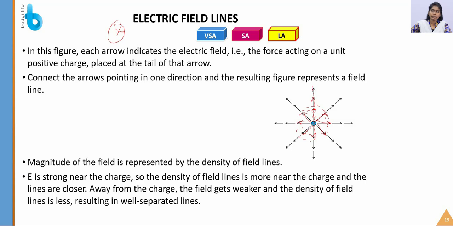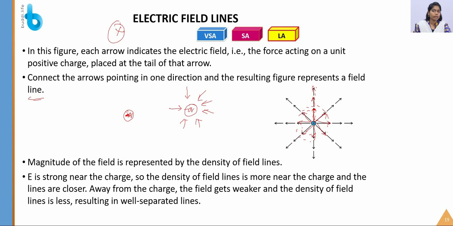If you are representing this arrow, I am drawing here the negative charge, minus Q. See, it is minus Q. So how about the electric field lines? Yes, they are directed towards the charge, right? So this indicates the electric field lines. So connect the arrows pointing in one direction, and the resulting figure represents the field lines.